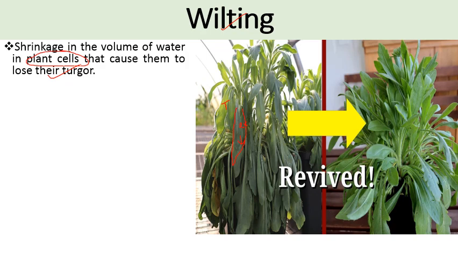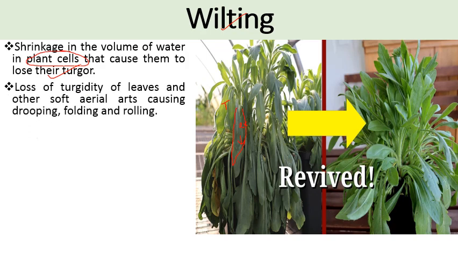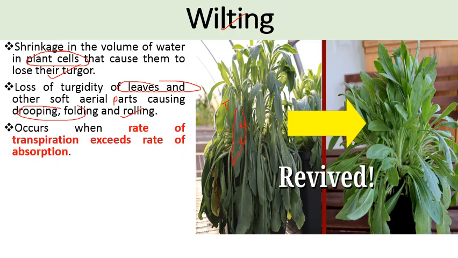Loss of turgidity of leaves and other soft aerial parts, causing drooping, folding and rolling of plant parts, is known as wilting. It occurs when the rate of transpiration exceeds the rate of absorption. Means when the rate of transpiration is higher, they absorb less water than the rate of absorption, so that leads to this condition that is known as wilting.